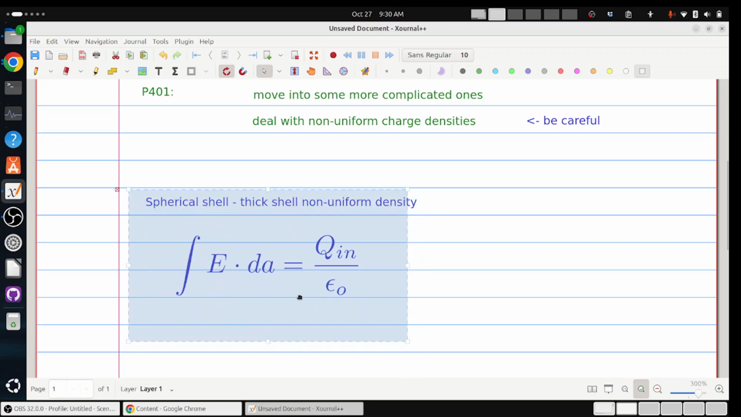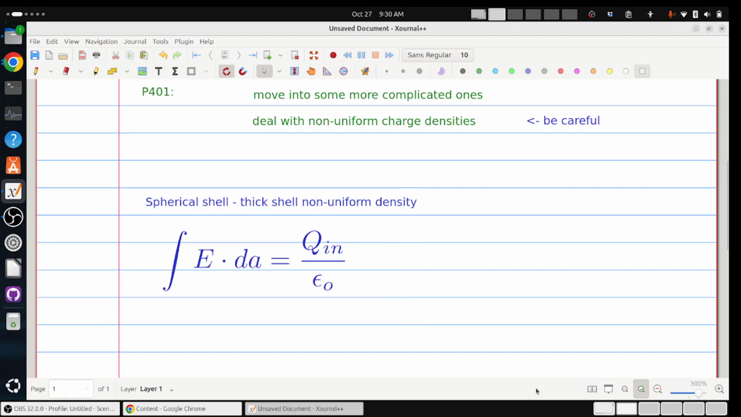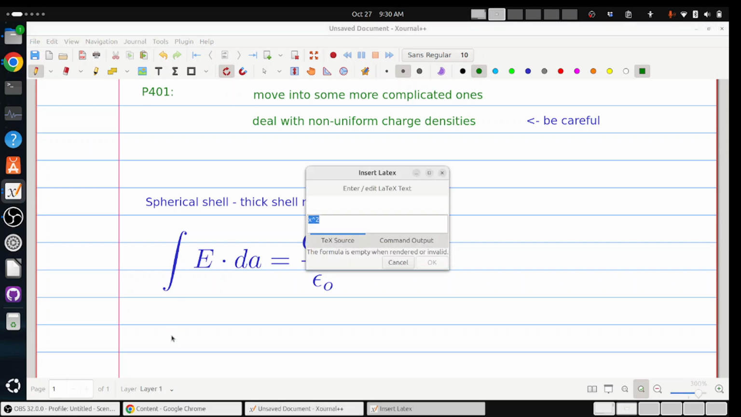I should have had this formatted before I started the video. So the left-hand side of this is what we've already looked at in terms of being able to reduce this down to something which is easier to work with. And it's going to be the electric field times the surface area of our Gaussian.